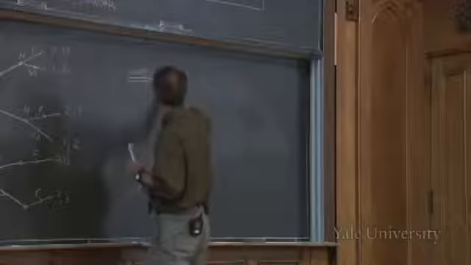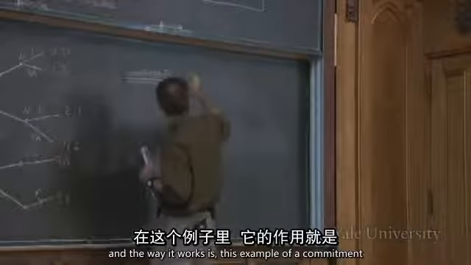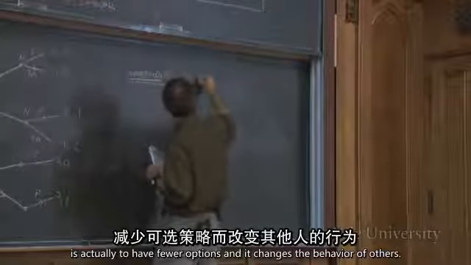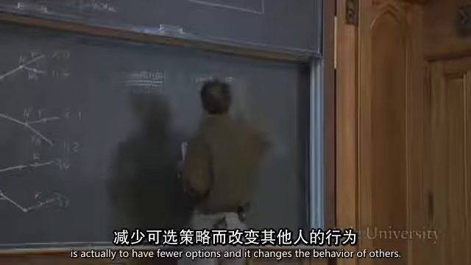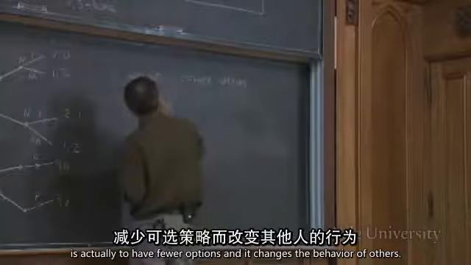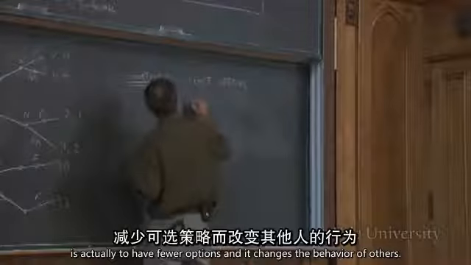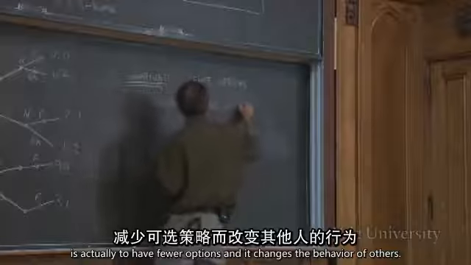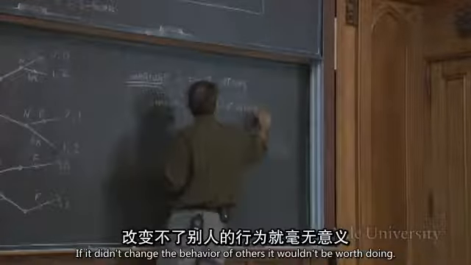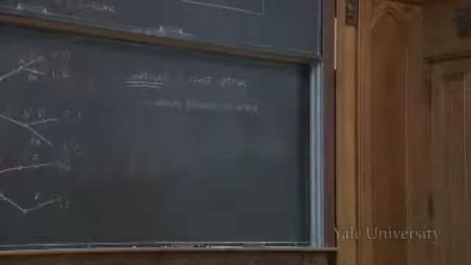It's a commitment, and the way it works is, this example of a commitment is actually to have fewer options. To have fewer options, and it changes the behavior of others. If it didn't change the behavior of others, it wouldn't be worth doing. All right.